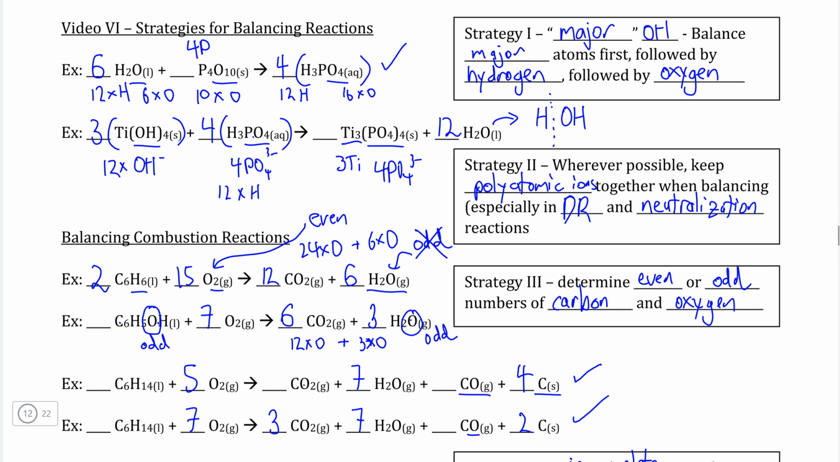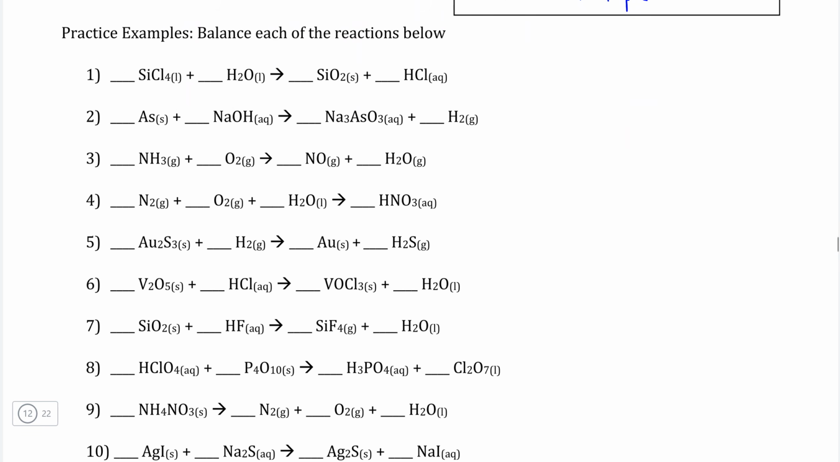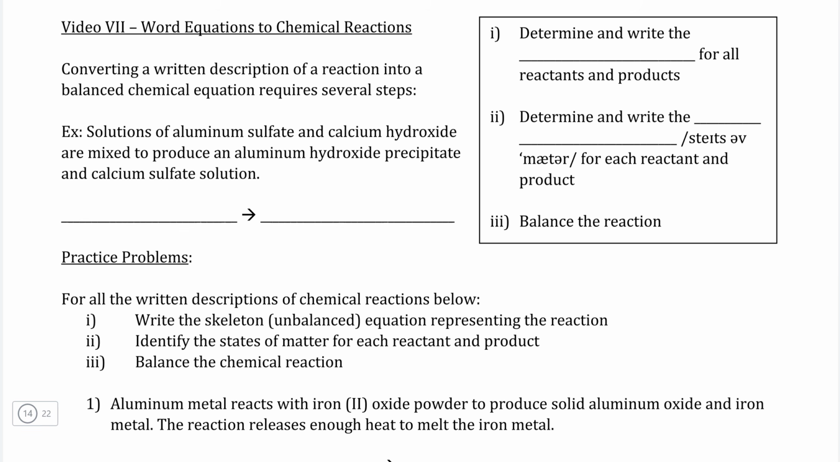This concludes this video on looking at strategies for balancing. To test your understanding of how these strategies work, you can take a look at the practice examples below that work through a number of balancing reactions in escalating difficulty. And once you're done with practice, in the next video we will look at how to convert the written description of a chemical reaction into a chemical equation.